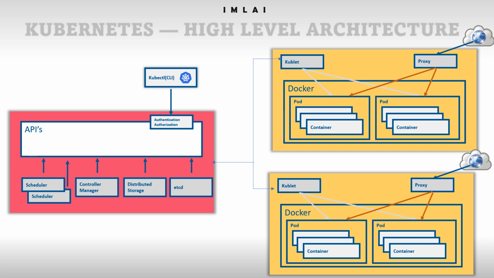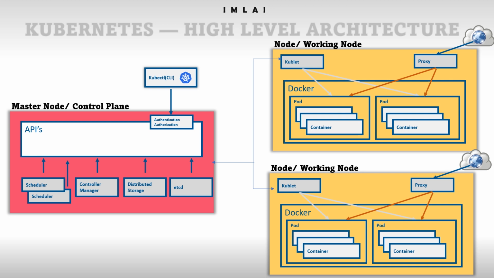So in this example, we have a cluster of three machines, out of which one is a master node or control plane, the second one is a node or worker node, and the third one is a worker node or node. So that means this cluster consists of one master node and two worker nodes.